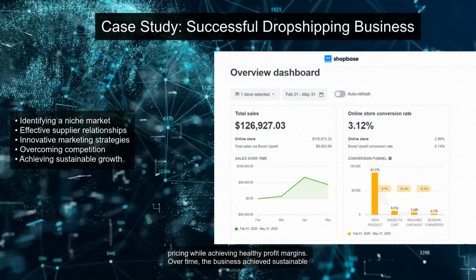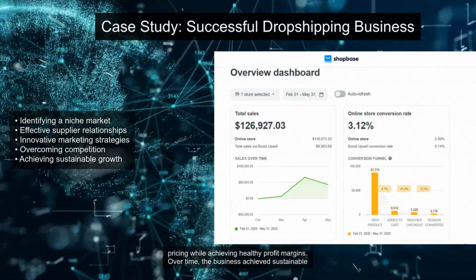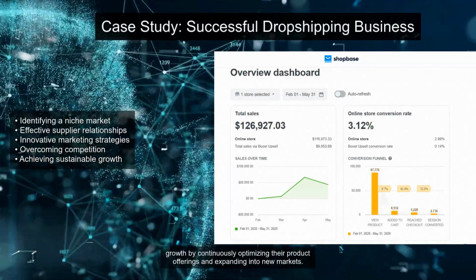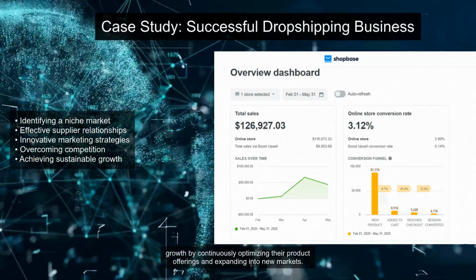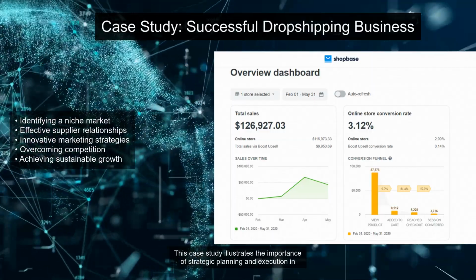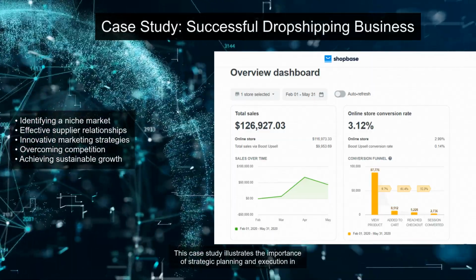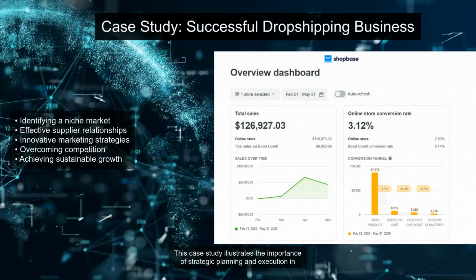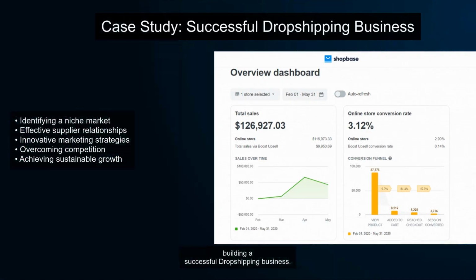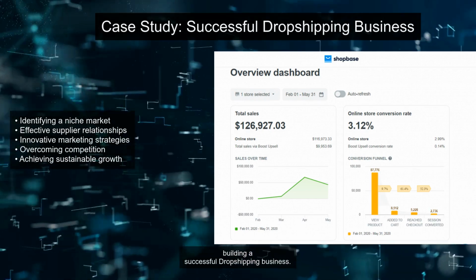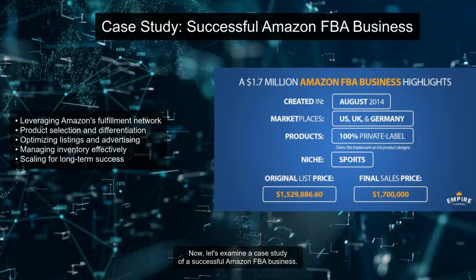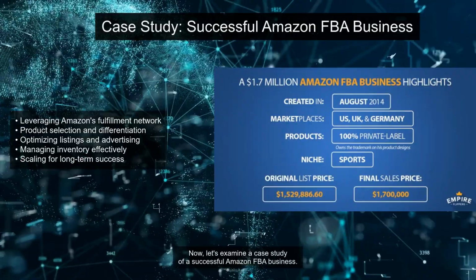Despite facing competition from other sellers, they focused on differentiating their offerings through value-added services and exceptional customer support. This approach allowed them to maintain competitive pricing while achieving healthy profit margins. Over time, the business achieved sustainable growth by continuously optimizing their product offerings and expanding into new markets. This case study illustrates the importance of strategic planning and execution in building a successful dropshipping business. Now, let's examine a case study of a successful Amazon FBA business.